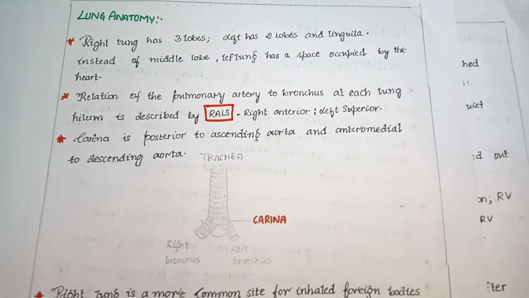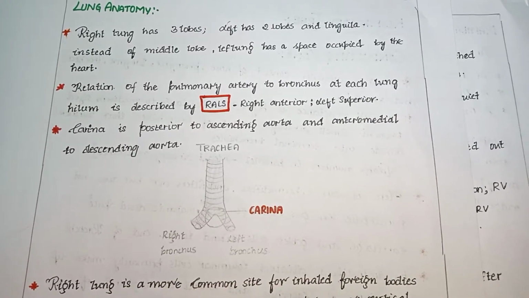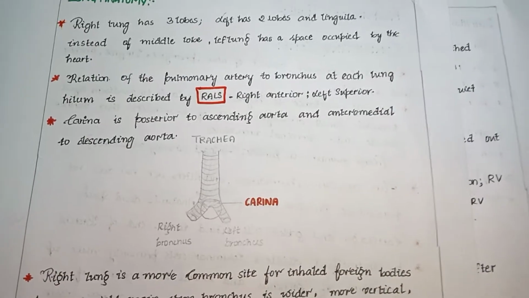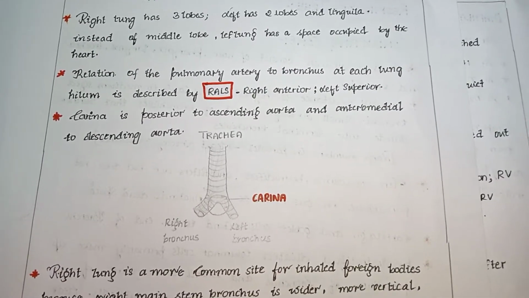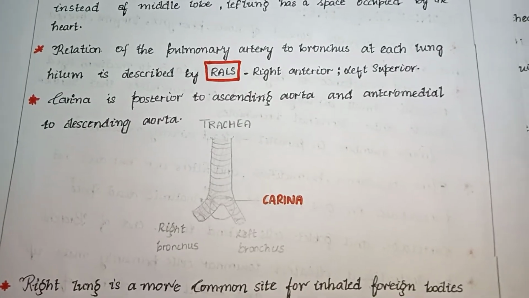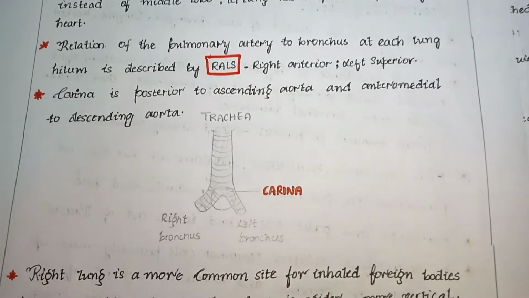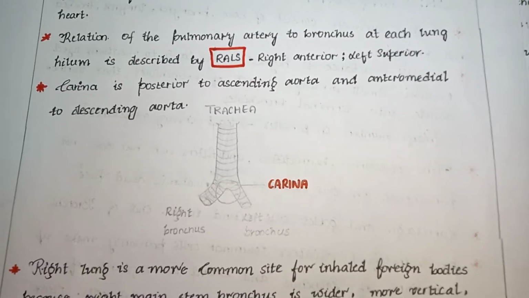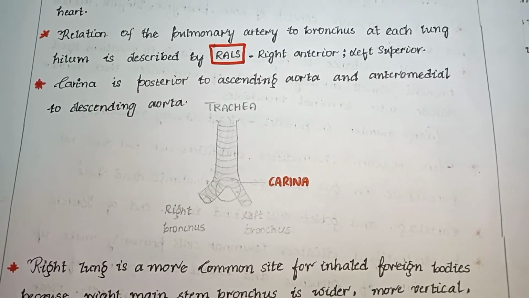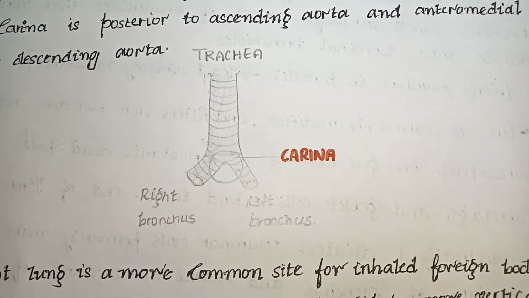Now let us see the lung anatomy. The right lung has 3 lobes, the left lung has 2 lobes and a lingula. Instead of the middle lobe in the right lung, the left lung has a space occupied by the heart. The relation of the pulmonary artery to the bronchus at each lung hilum is described by RALS, that is, right anterior and left superior. The carina is posterior to the ascending aorta and anterior medial to the descending aorta. Here, in this diagram, we can see the position of the carina.